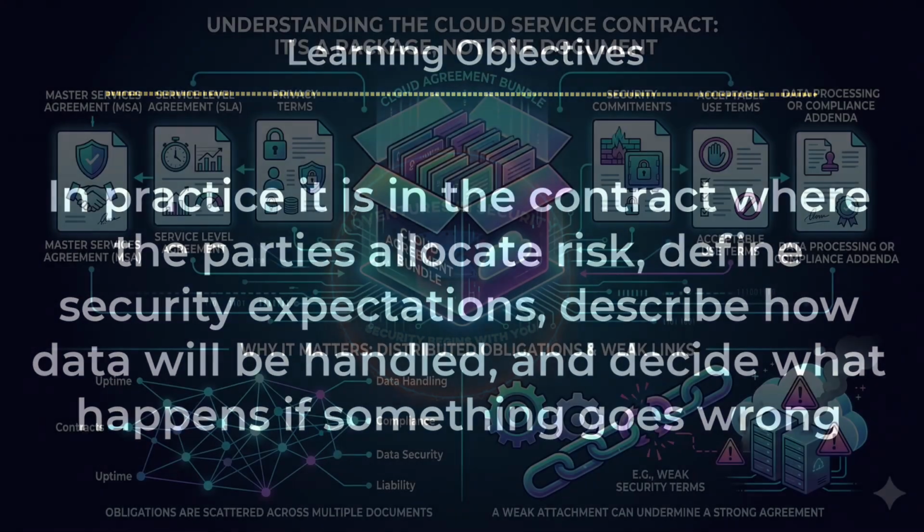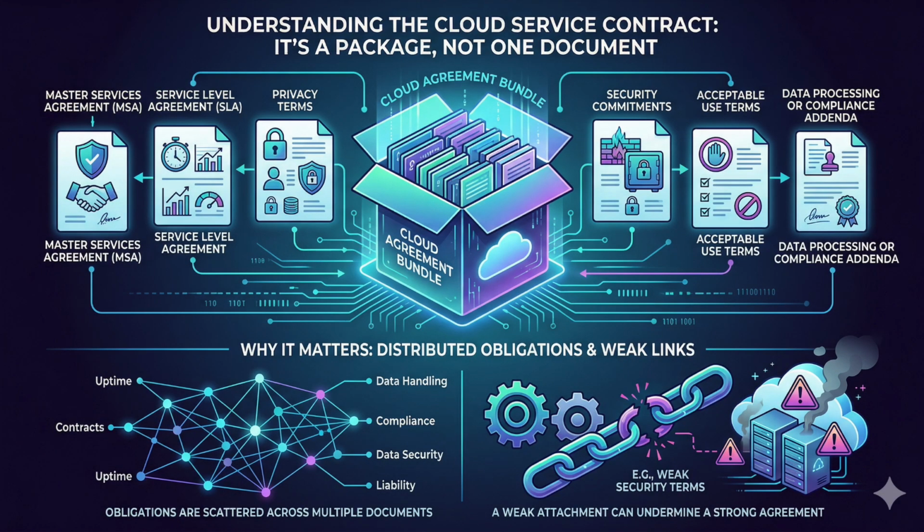For this presentation, think of the contract as a package, not a single document. In cloud arrangements, the full agreement often includes the master services agreement, the service level agreement, privacy terms, security commitments, acceptable use terms, and sometimes separate data processing or compliance addenda. That matters because obligations are often scattered across multiple documents, and a weak attachment can undermine a strong main agreement. Our goal is simple: identify the critical contract elements, then explain how regulatory requirements, industry expectations, and geographic location can change what must be negotiated.